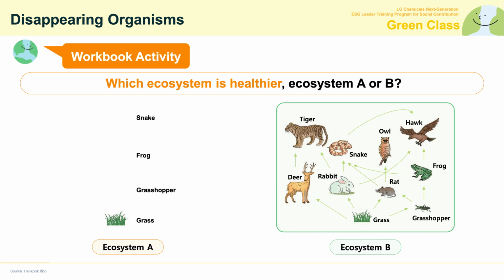In contrast, when grasshoppers disappear in ecosystem B, the frogs would lose their food and die out. However, snakes can feed on rats and rabbits instead. That's why a species or two might disappear, but the entire ecosystem survives. So, we can say ecosystem B is healthier. This is all thanks to higher biodiversity.